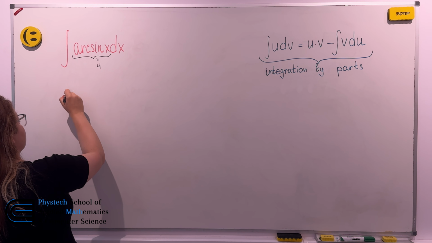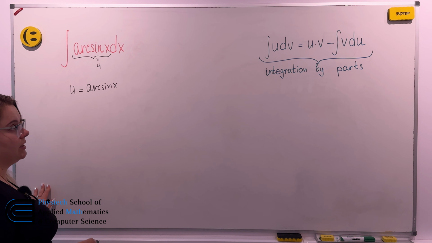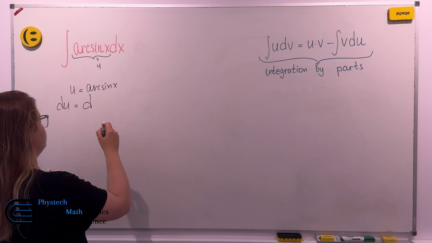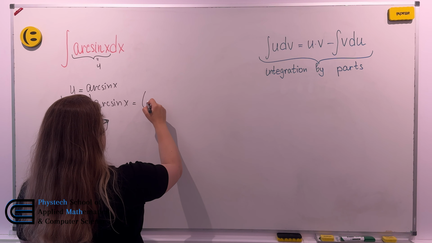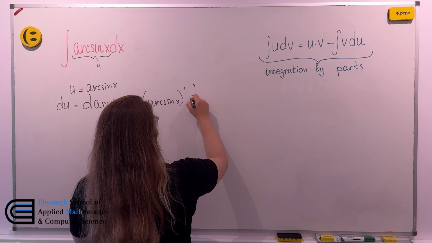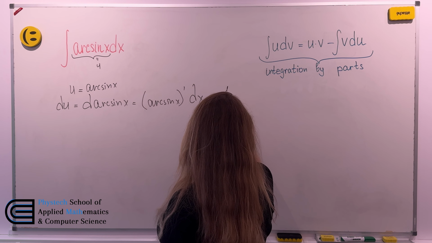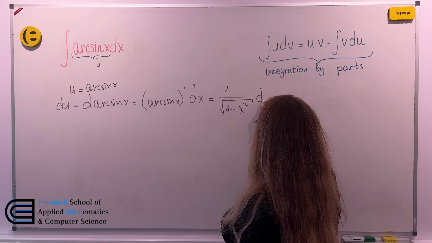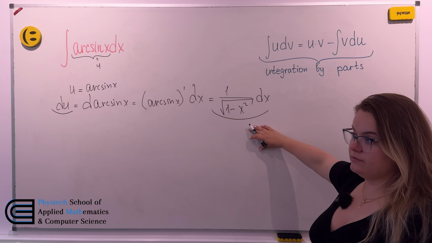So, u equals arcsin of x. And, of course, we need to obtain du. du will be equal to d arcsin of x, which is equal to the derivative of arcsin of x dx. And, as we know, the derivative of arcsin of x equals 1 divided by square root of 1 minus x squared dx. So, it's our du. du equals this line.